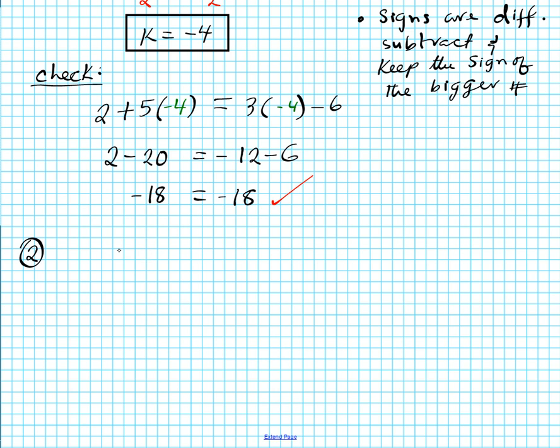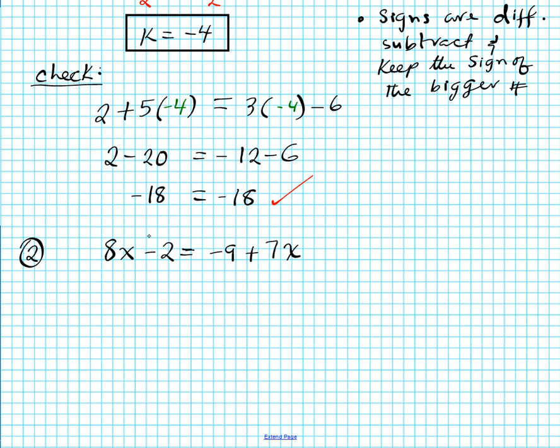Okay, so now let's try the example 8x minus 2 equals negative 9 plus 7x. Okay, so remember the goal is you want the variables on one side and the constants on the other side, and then you want to combine like terms. Well, we like to do that simultaneously.